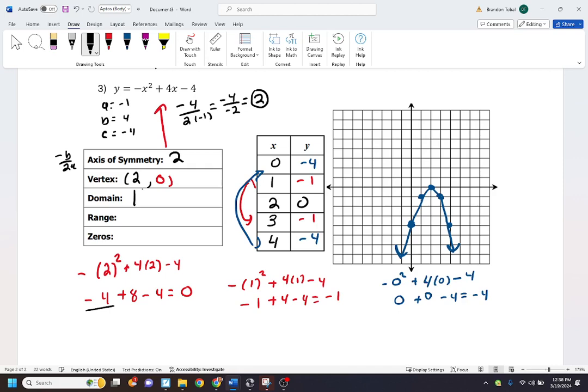So the domain is all reals. Range, pay attention to this. Guys, the range in this case is y is less than or equal to 0, because it's downwards. And it's 0 because the y of the vertex is 0. Your zeros in this case, where it hits the x-axis, is 2. Oh, I forgot to write it. The y-intercept is going to be where it hits the y-axis, which in this case is negative 4.